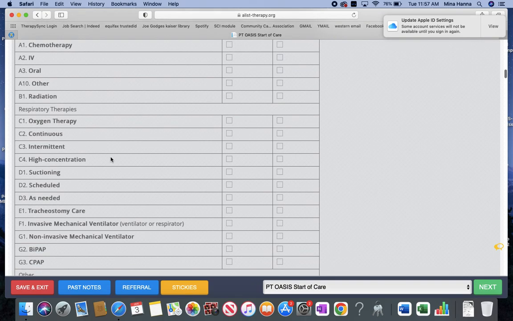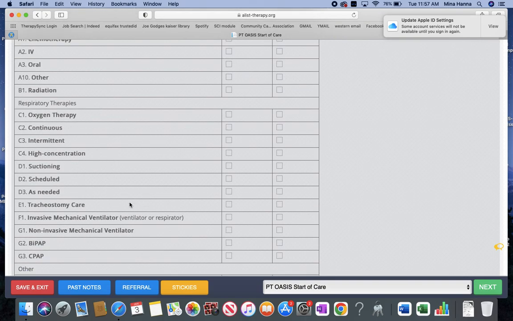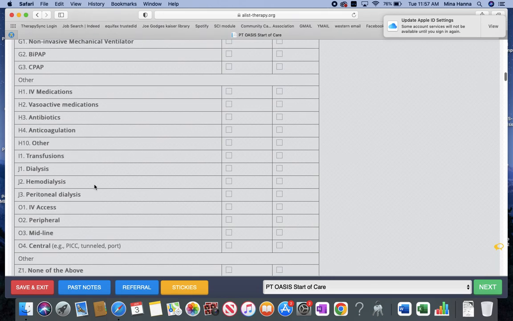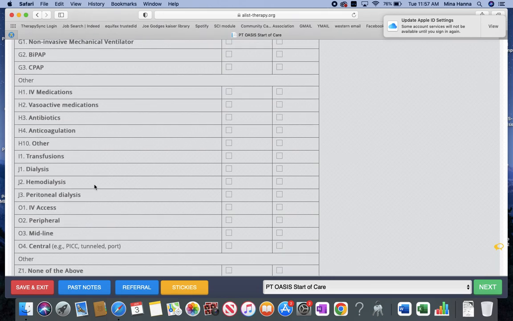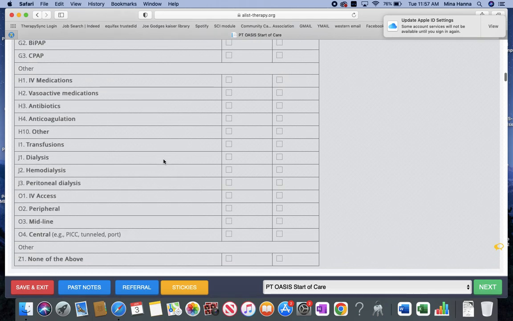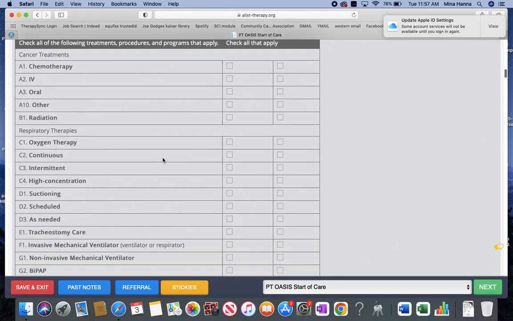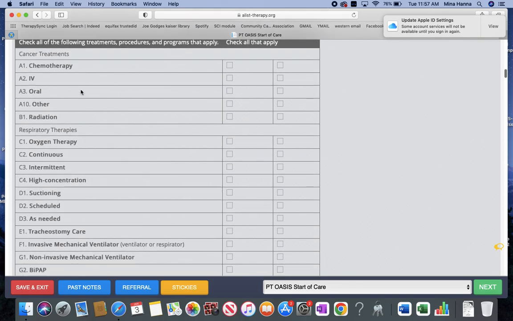Do they have cancer treatments? Do they have respiratory therapy? Or anything like IV medications or antibiotics or something going on. So as you know, you're getting the medication list with a lot of these patients. Really, the only thing that I would probably pay attention to, for the most part, is you'll know right away if they have cancer, and they'll let you know. So you can select what's appropriate.